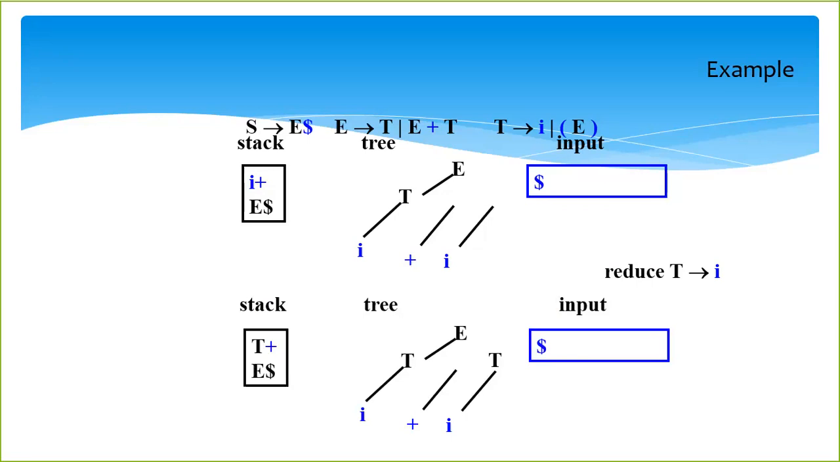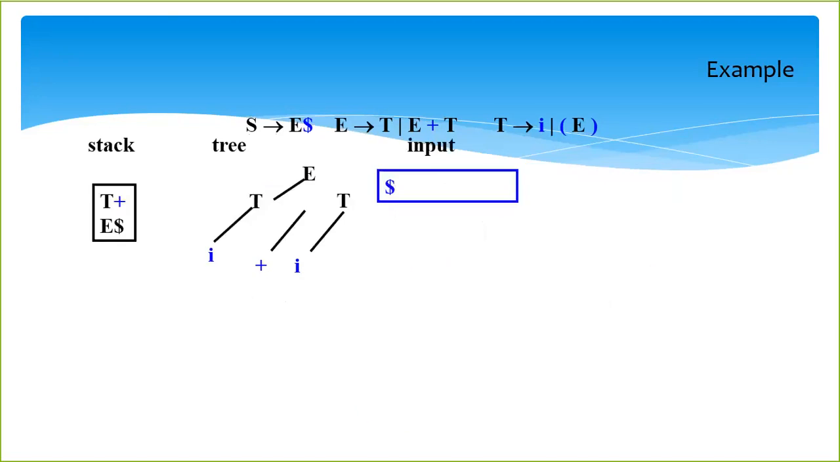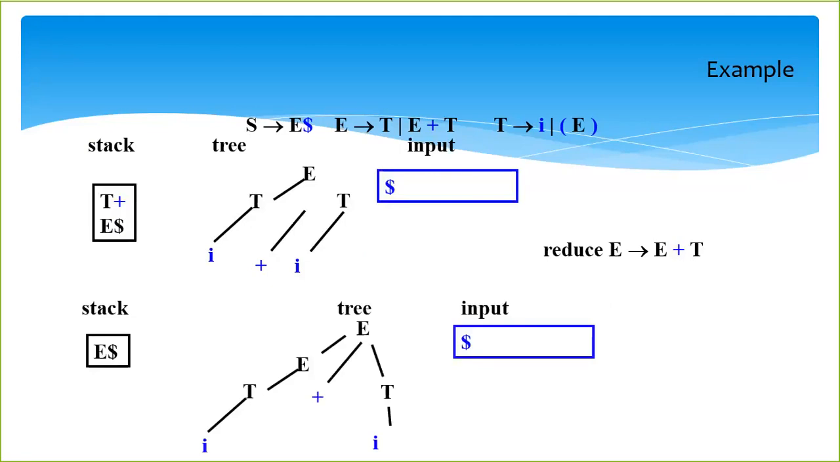Fine. So now you have T plus E in the stack. You know now what exactly we need to perform. Obviously, this is the reduce rule we have to apply every time. Keep track of the stack, and then we can perform the following operation. Now what you have done is E producing E plus T.